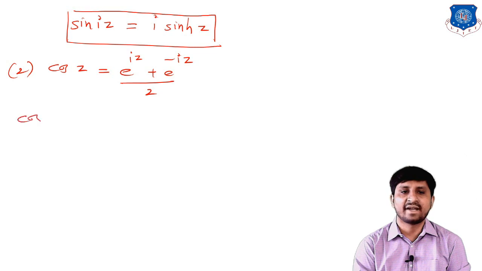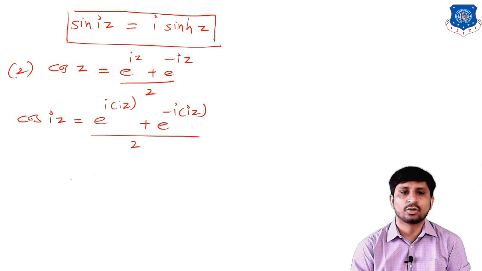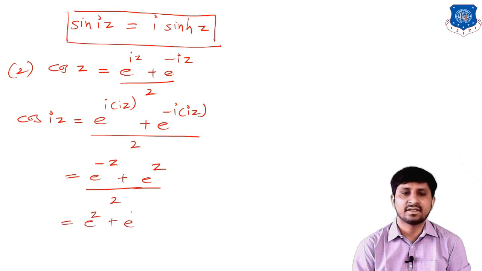And if I want to find the value of cos iz, so once again instead of z, you have to take iz. So cos iz equals e raised to i into iz plus e raised to minus i into iz, divided by 2. So that is equal to e raised to i square z, which is e raised to minus z, plus e raised to z, divided by 2, and that is exactly cos hyperbolic z, because we can write e raised to z plus e raised to minus z divided by 2, and that is equal to cos hyperbolic z.